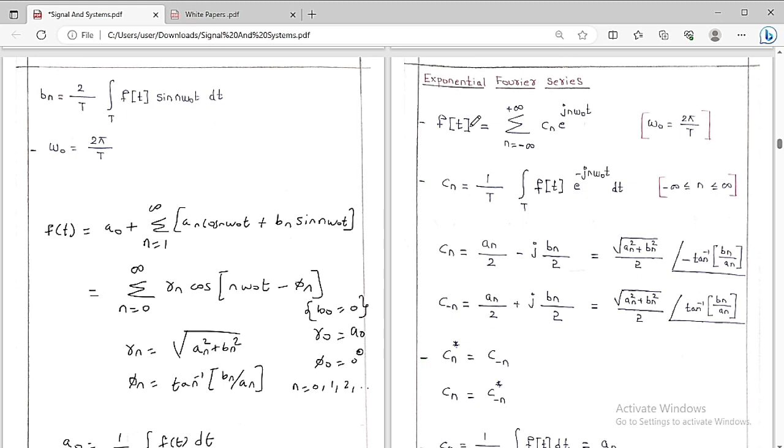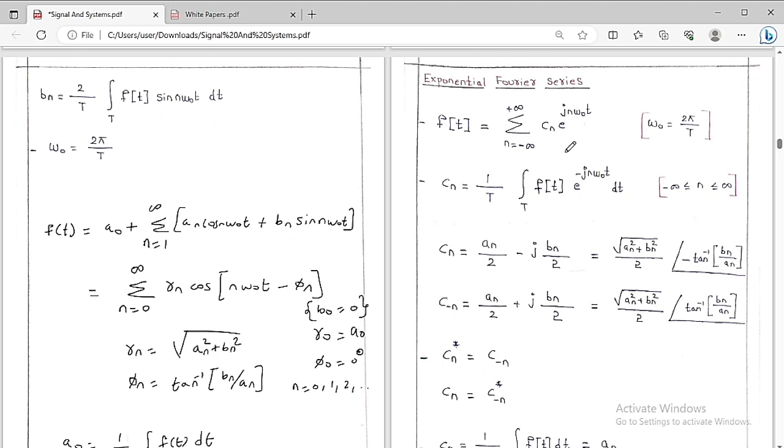Let's go over another concept, which is the exponential Fourier series. Up to now we have learned about the trigonometric Fourier series, but now we'll discuss the exponential Fourier series. Listen carefully here. f(t) = sigma n = minus infinity to plus infinity of cn times e to the power of j n omega0 t, where omega0 is equal to 2 pi by T. As I've already told you, f(t) we can represent in terms of exponential phasors.